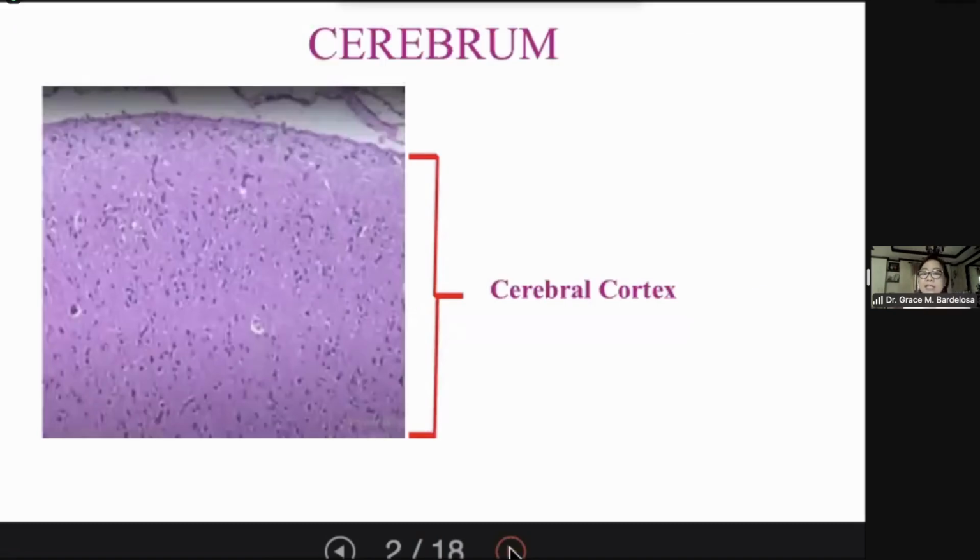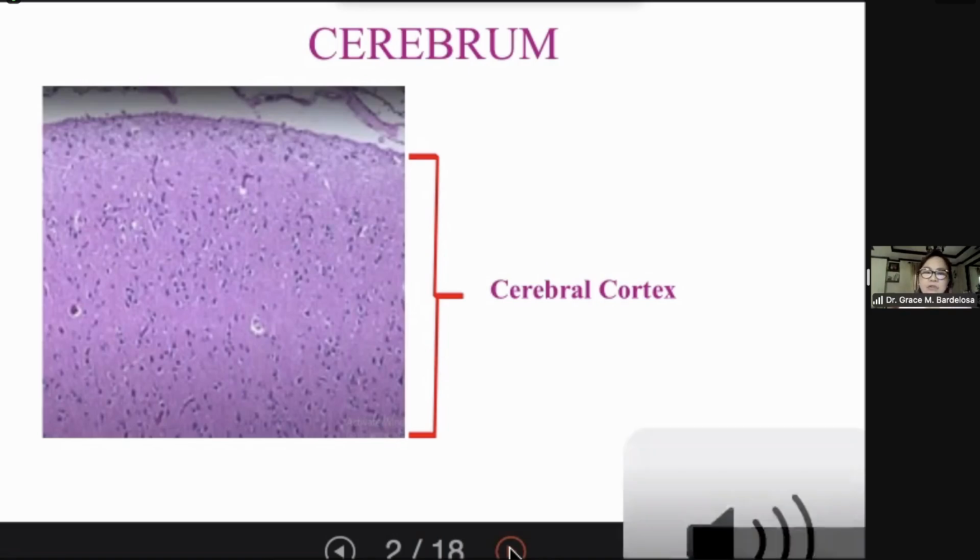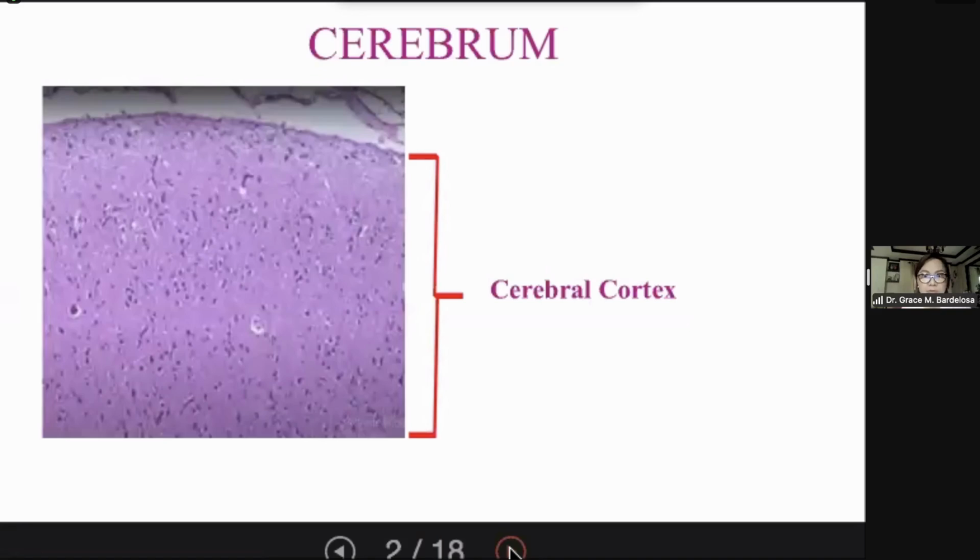The nervous system is made up of the CNS and the PNS. Right now, what I will be showing first are the organs that belong to the central nervous system, which are the cerebrum, cerebellum, and the spinal cord. The first organ to be discussed is the cerebrum. The cerebrum is made up of two main zones or layers: the cerebral cortex, which is found at the outer portion of the organ, and the cerebral medulla, which is in the inner portion.